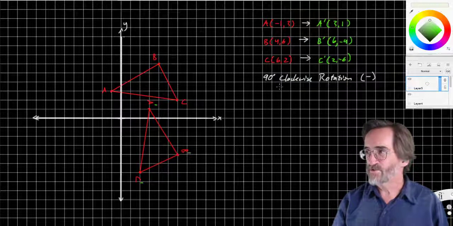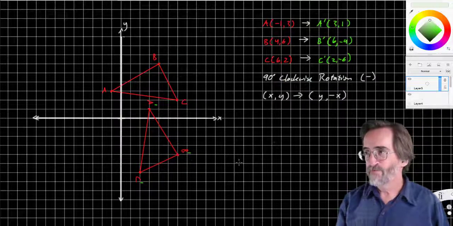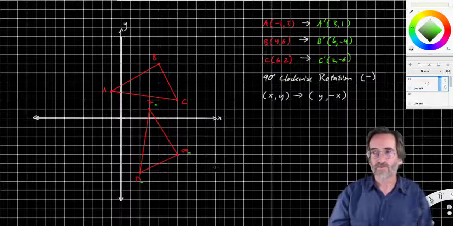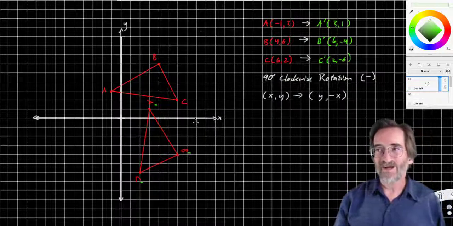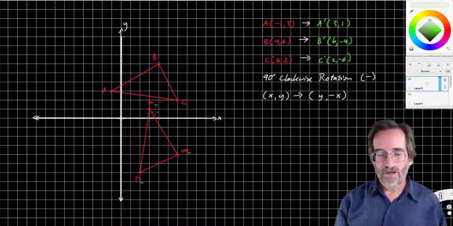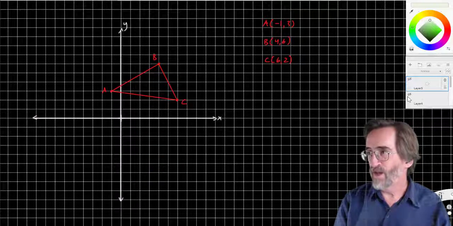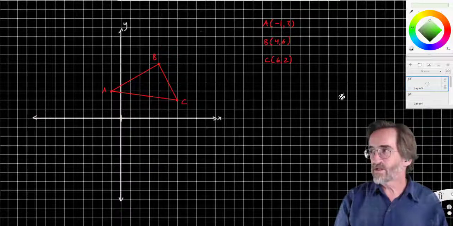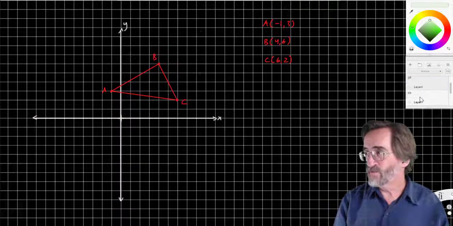All right, so here we go. 90 degrees clockwise rotation. Let's see if we can come up with a rule. XY is going to become, switch the X and the Y, so YX, but change the sign on the new Y coordinate. Okay, so that is the rule for a clockwise or a negative rotation of 90 degrees. All right, let's go ahead and hide that here, and let's see what happens when we do a counterclockwise rotation, a positive rotation.